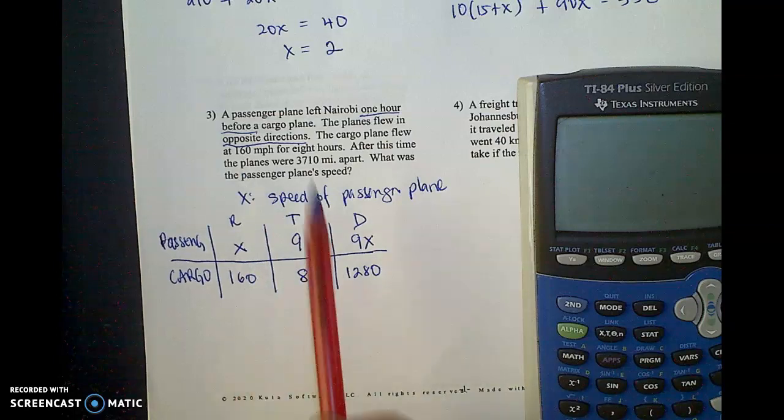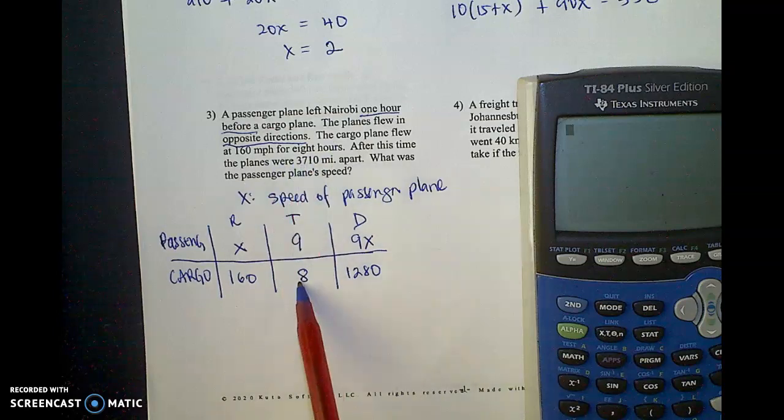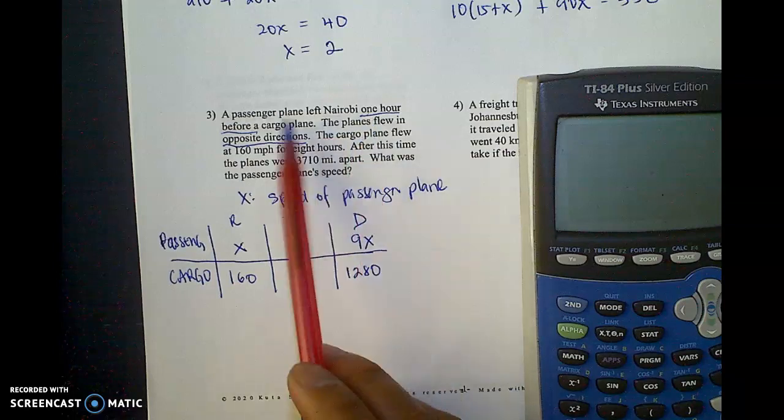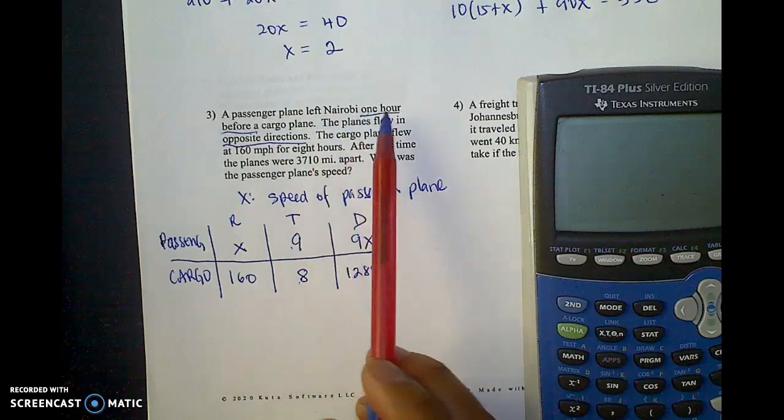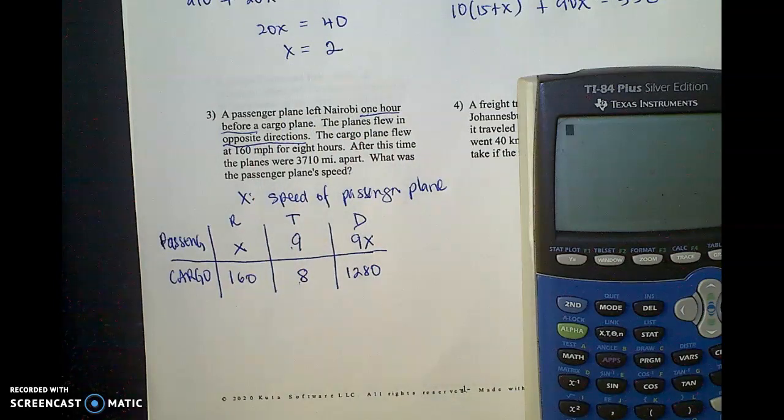For time, we know that the cargo plane was going for 8 hours, so I'm going to fill in 8 for the cargo's time. Where I got this 9 from was the first sentence, where it says the passenger plane left 1 hour before the cargo plane. So the passenger plane got a 1 hour head start. If the cargo plane was going for 8 hours, that means the passenger plane was going for 9.